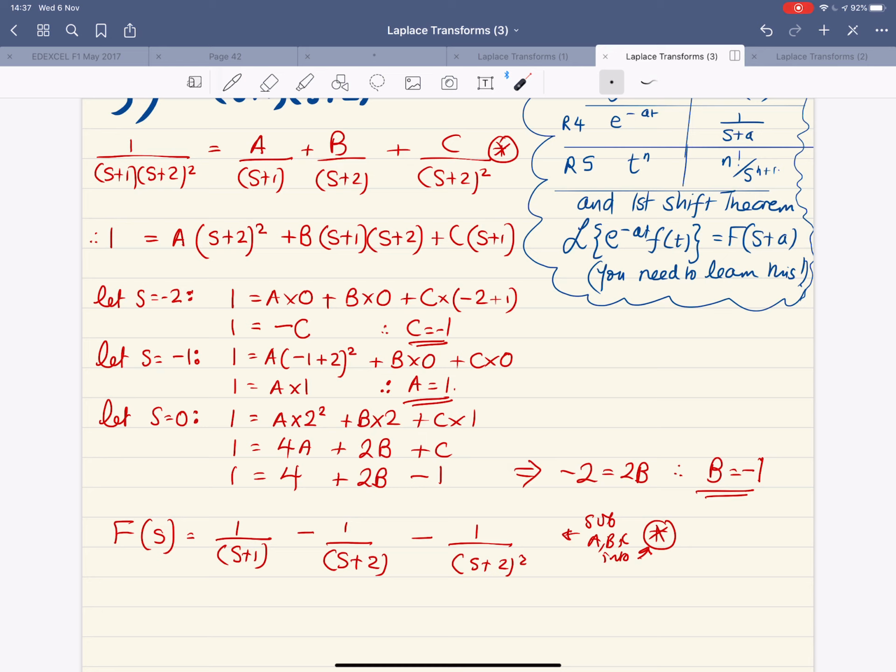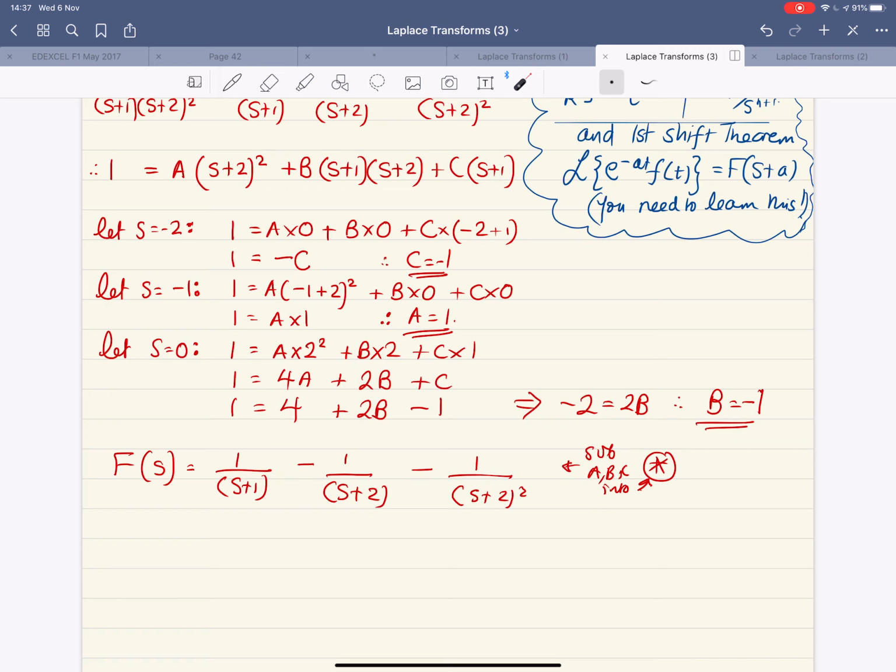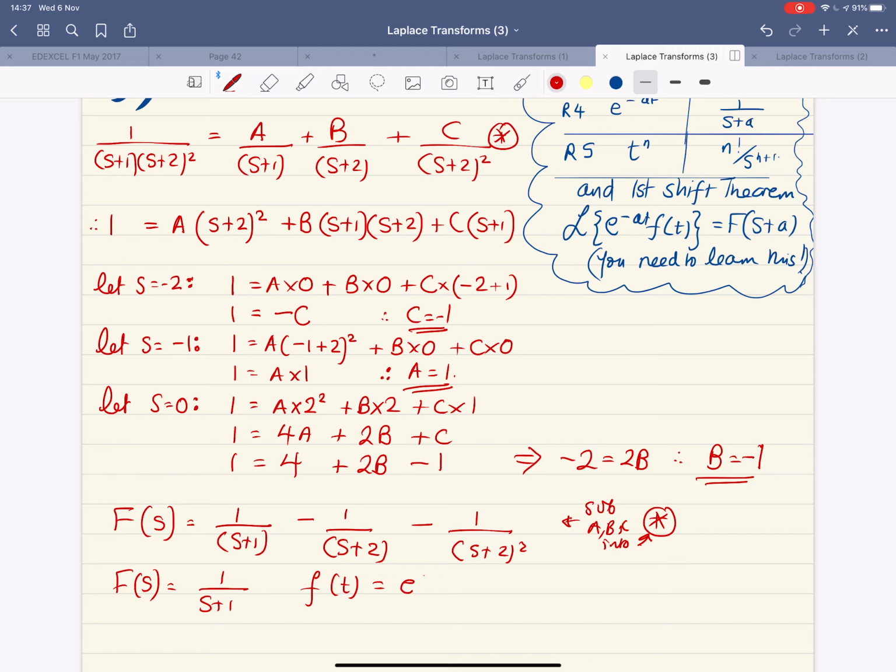Okay. So you can just see this here. Right, this one here, s plus 1, is one of these on the right-hand side of the table. So we've got A is minus 1. And then the next one there, plus 2 there, so we're going to put a 2 in there for this second one with that minus sign. And this is the one that we need the shift theorem for. So I'll just start writing some of these out now, breaking them down into bits. If we've got f of s is 1 over s plus 1, f of t is e to the minus t, and that's from row 4.